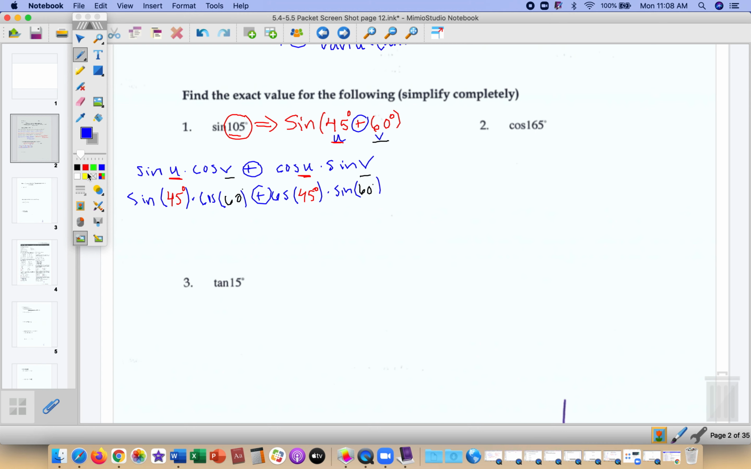Now you're going to go to the unit circle. You can just look at your unit circle to find these values. So you know that the sine at 45 degrees is root 2 over 2, times, we know the cos at 60 degrees is 1/2, plus, we know that the cosine at 45 degrees is also root 2 over 2 times the sine at 60 degrees is root 3 over 2.